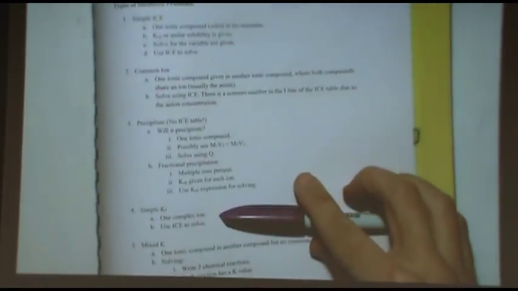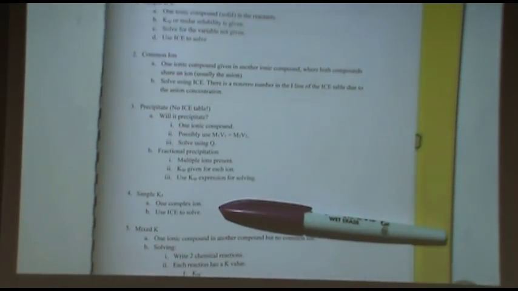The fourth type, I call the simple KF problem. This is where you have one compound, but it's specifically a complex ion. You'll know it's a complex ion because you have a metal in it.